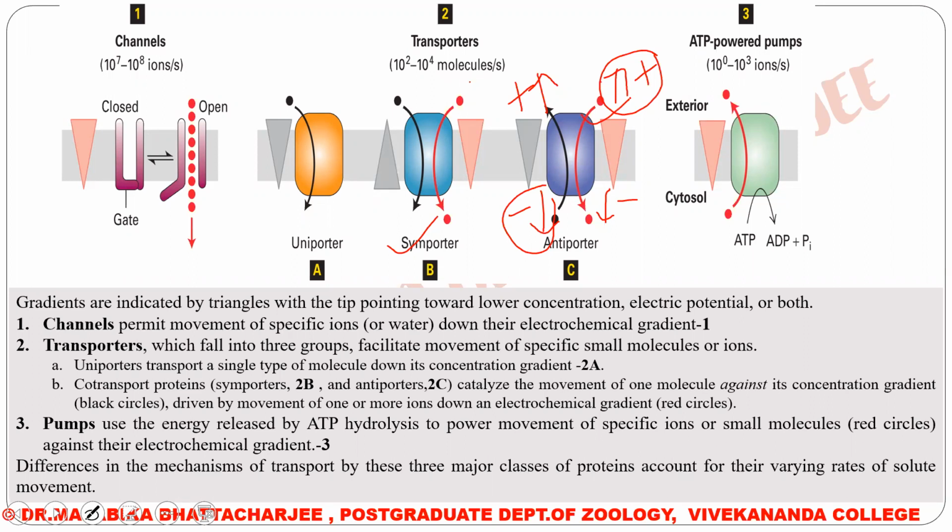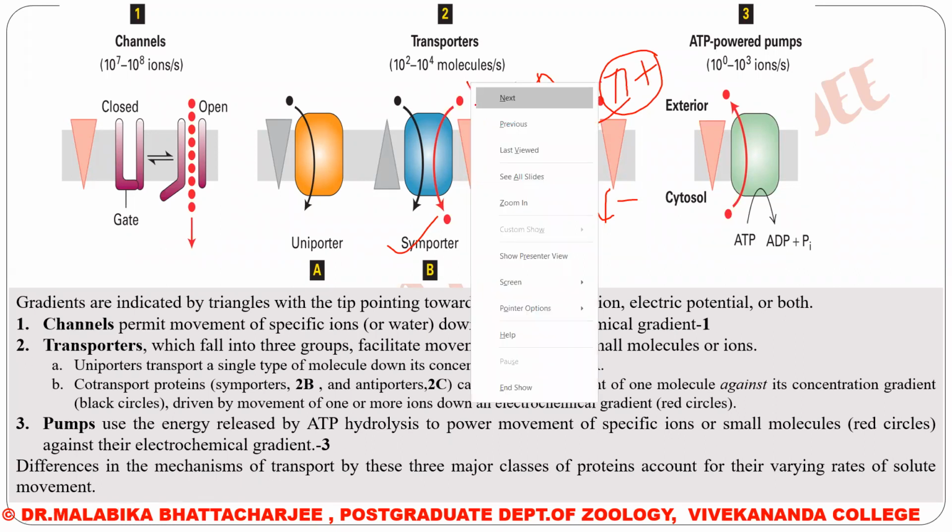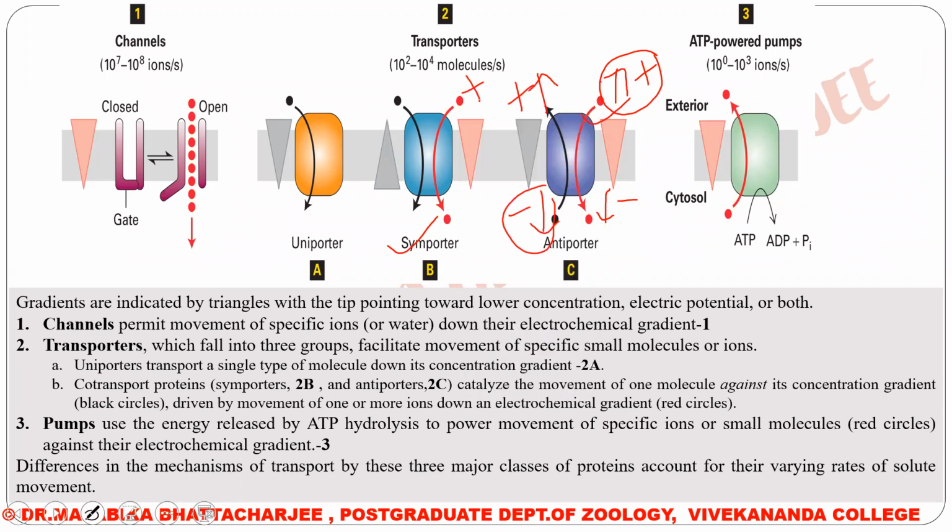So we have a higher concentration of the red molecule here, and we have a higher concentration of the black molecule here. So the red molecule is moving from high to low. The black molecule is moving from low to high.